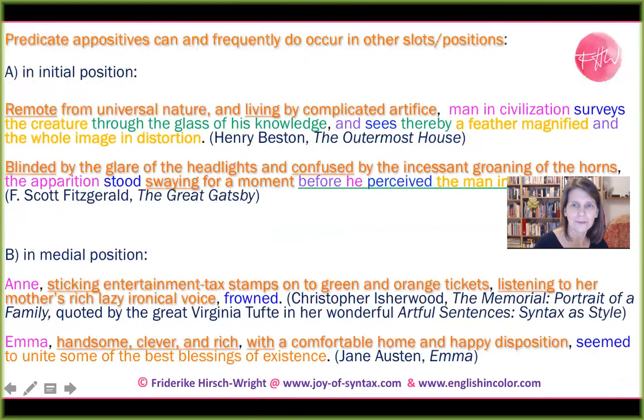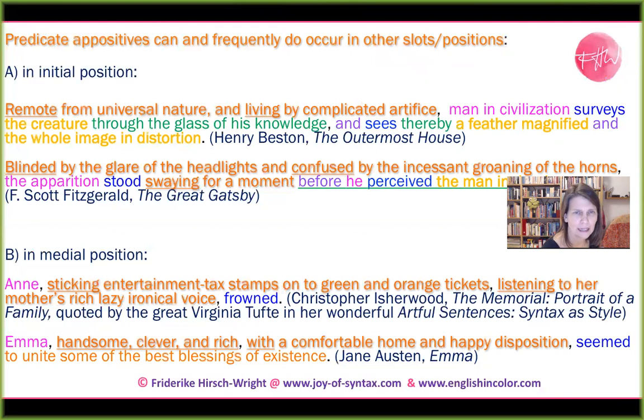Okay, now, predicate appositives can and frequently do occur in other slots. In initial position, they can sound like this. And here I have two beautiful examples from real literature. The first one is from one of my very favorite prose quotes.